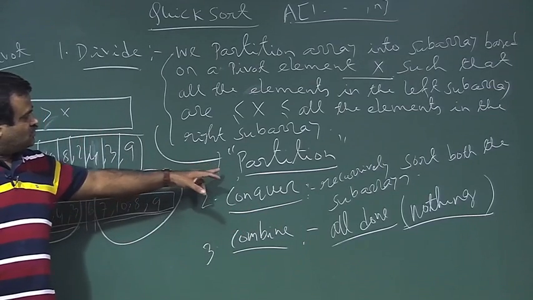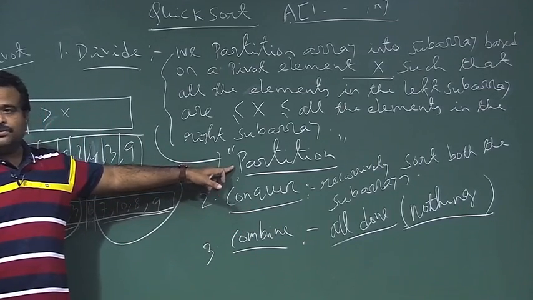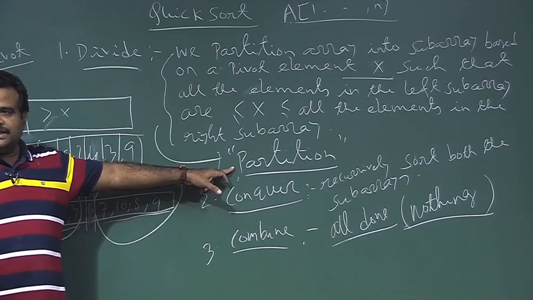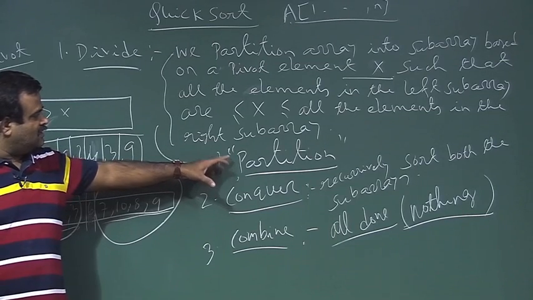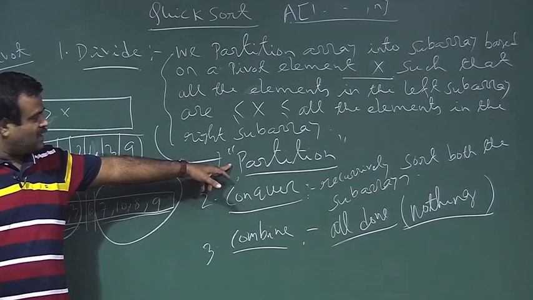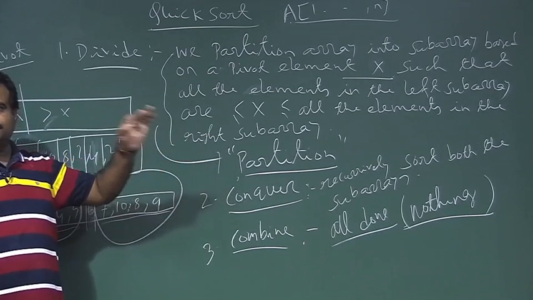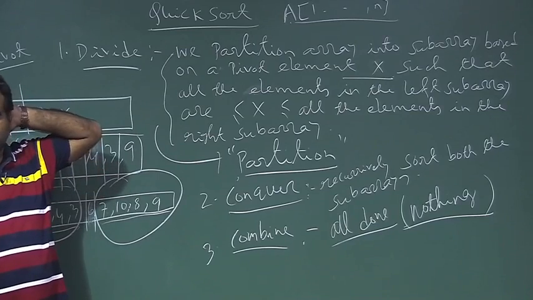Now, the idea is to have a partition subroutine in linear time. That is the key idea of QuickSort. We need to have a partition algorithm in linear time. We will discuss in a moment what the pseudo code for partition is, which will give us linear runtime. So, that is the key point of QuickSort.